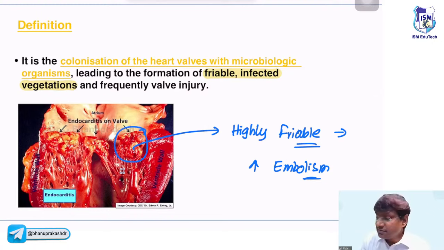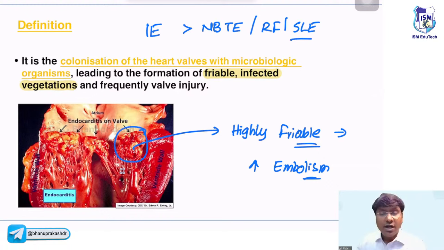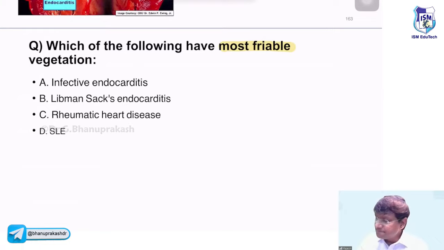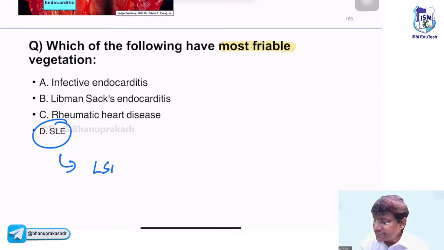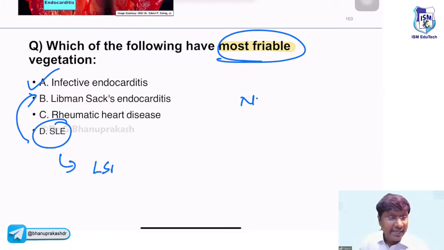What are the other conditions where you have the formation of vegetations apart from infective endocarditis? Non-bacterial thrombotic endocarditis, rheumatic fever, and SLE. These are the four conditions where you have vegetations. But out of all these, the highly friable vegetations are observed in infective endocarditis. SLE endocarditis is nothing but Libman-Sacks endocarditis. So the answer is A, infective endocarditis.